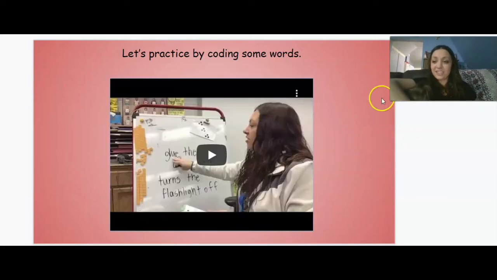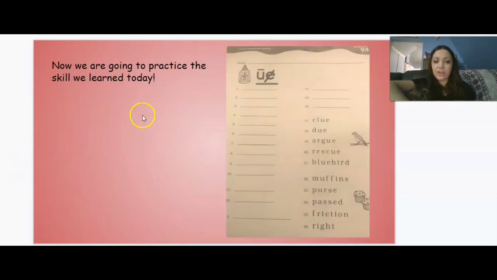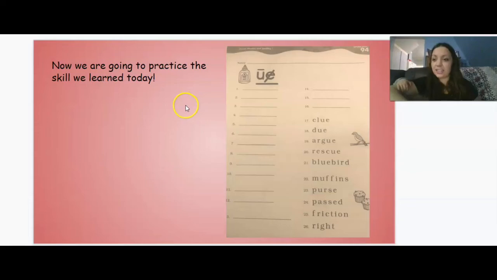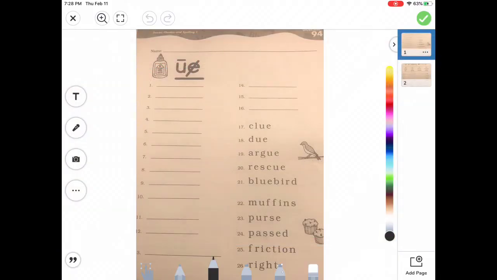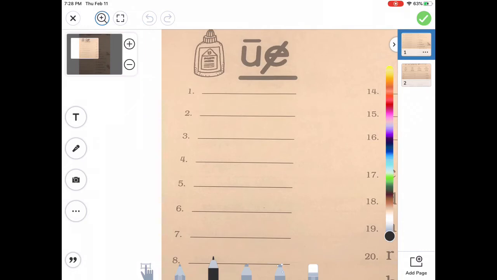All right, guys, great job coding our words. And now we are just going to practice what we've learned on our activity sheet for that digraph UE. All right, guys, we're ready to do our worksheet for lesson 94. So the first thing we're going to start with is that we are going to do some spelling sounds, okay?